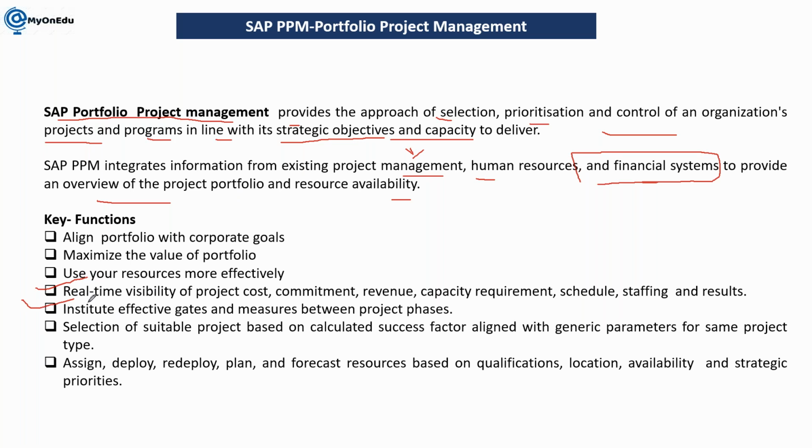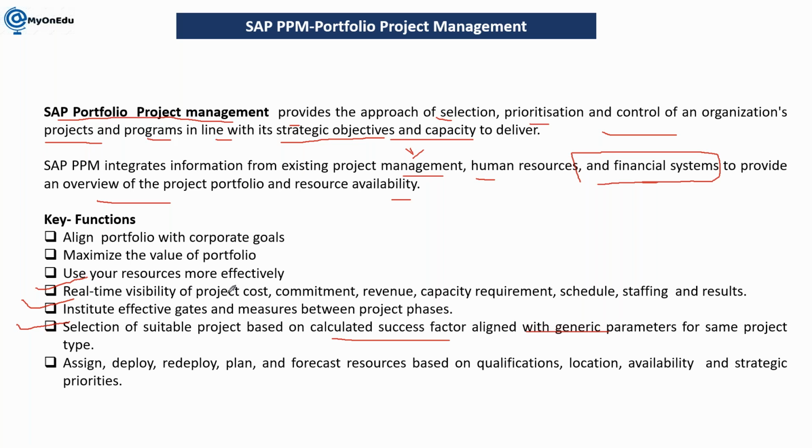Here we have intuitive, effective gates and measures between project phases. So when we are executing any proposal project, in that case we can manage it in the form of corporate decision gates, or phases. Selection of suitable projects is based on the calculated success factor aligned with generic parameters for the same project type. So here we are going to analyze our proposal technically to select. It's not just based on experience only that you are selecting. Based on some technical analysis also you can select whether this particular proposal is beneficial for us or not.